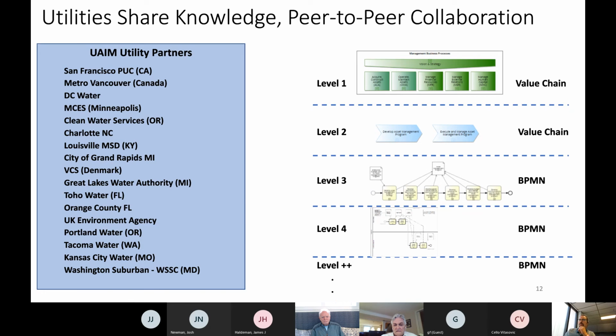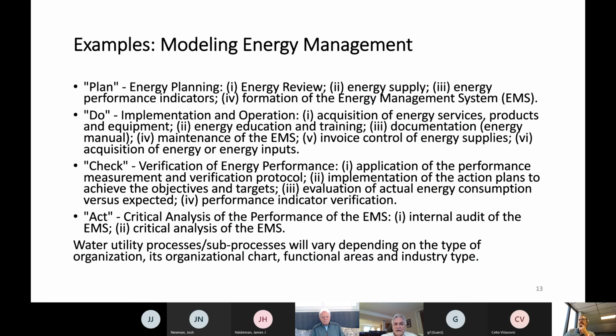Go ahead to the next slide. Okay, so in terms of energy management, what does all that mean? It looks like a good set of tools, but what are we going to do for energy management? And here's just some thoughts, and then you can discuss it. But thinking about the plan, do, check, act cycle, what would you do?